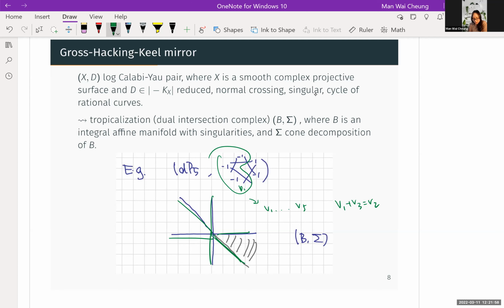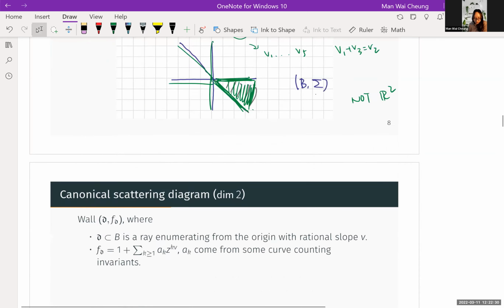But then here it comes: when we go to the quote-unquote sixth ray, it should be going back to the first ray, but actually it is not. So here is where the affine structure comes in. We want an affine structure that cuts out this region and glues the two rays together. So that's why this is an affine manifold, but not S^2 or R^2. And then here, the divisors give us the cone decomposition.